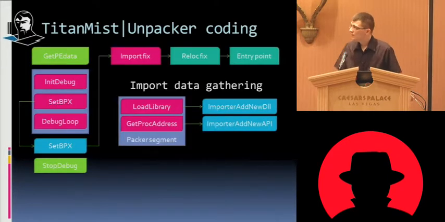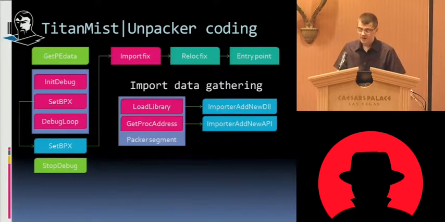So if you are familiar with this slide, it's because this slide is from last year's Titan engine, and this describes how you write dynamic unpackers with the Titan engine. So what you do is you read the data from the file, and then you initialize the debugging process, setting some breakpoints which collect all the data about import fixing, relocation fixing, and at the end entry point as the final breakpoint which finalizes the unpacking process.